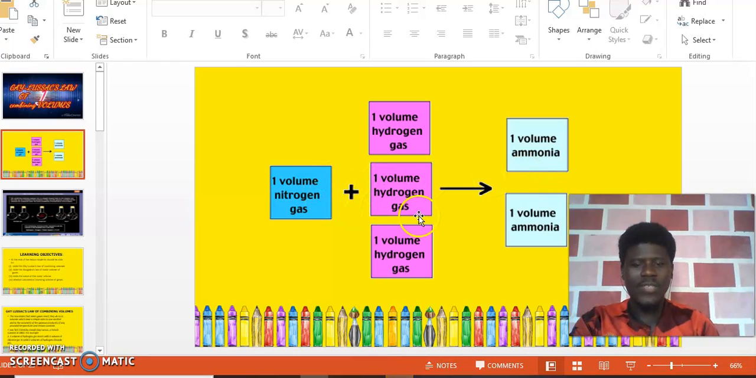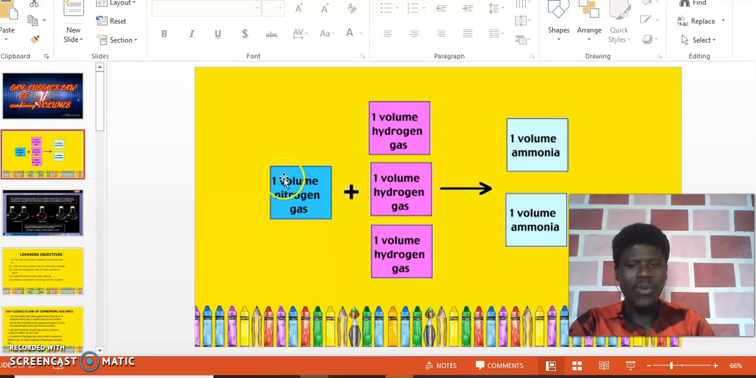So we have two gases reacting together. We have nitrogen gas and hydrogen gas. It takes one volume of nitrogen gas to combine with 3 volumes of hydrogen gas to form 1 volume of ammonia. All right. So this is what Gay-Lussac's law is about: when gases react together, they do so in whole numbers that bear a simple ratio to one another.